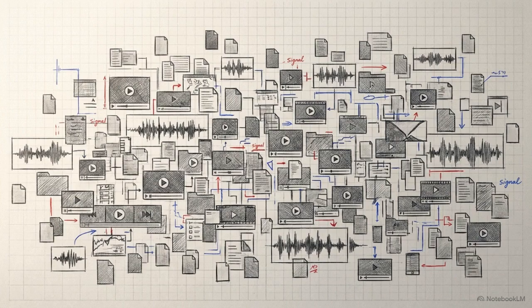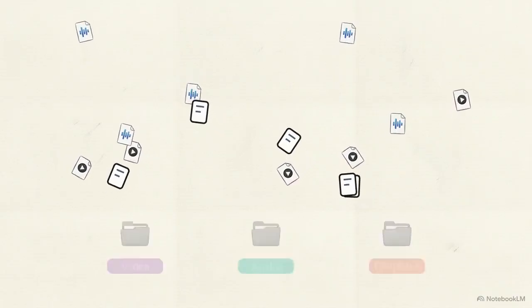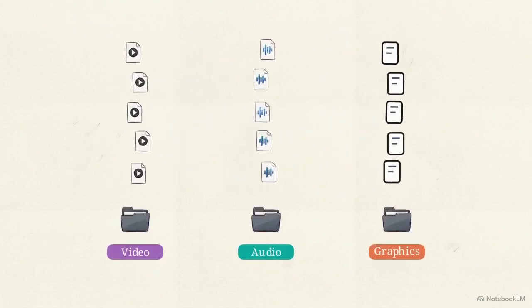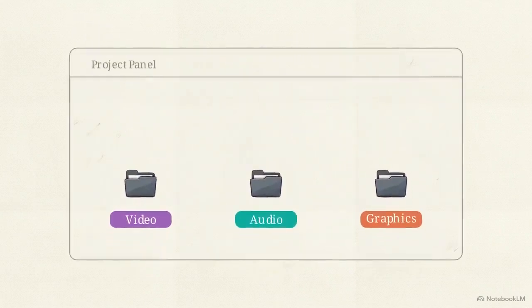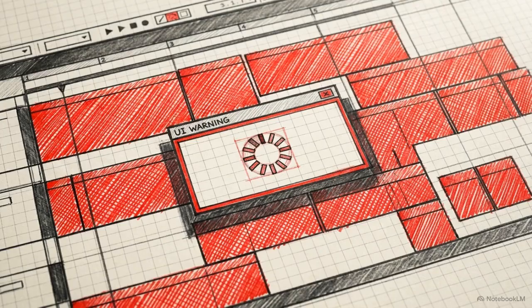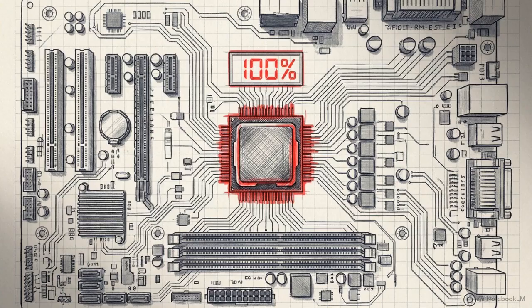Step 1 is organization. When you import your files, sort them immediately into color-coded bins for video, audio, and graphics to keep the workspace predictable. But even an organized project will freeze your software if you drop heavy 4K or log footage straight onto the timeline. High-resolution files require massive processing power, leading to stuttering playback and lag.